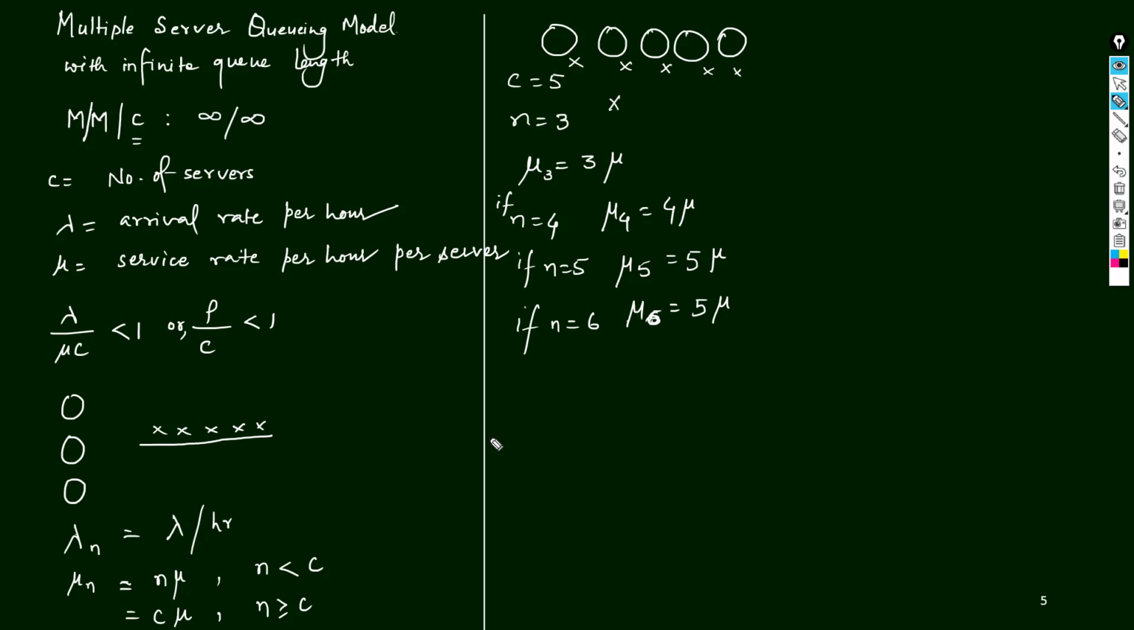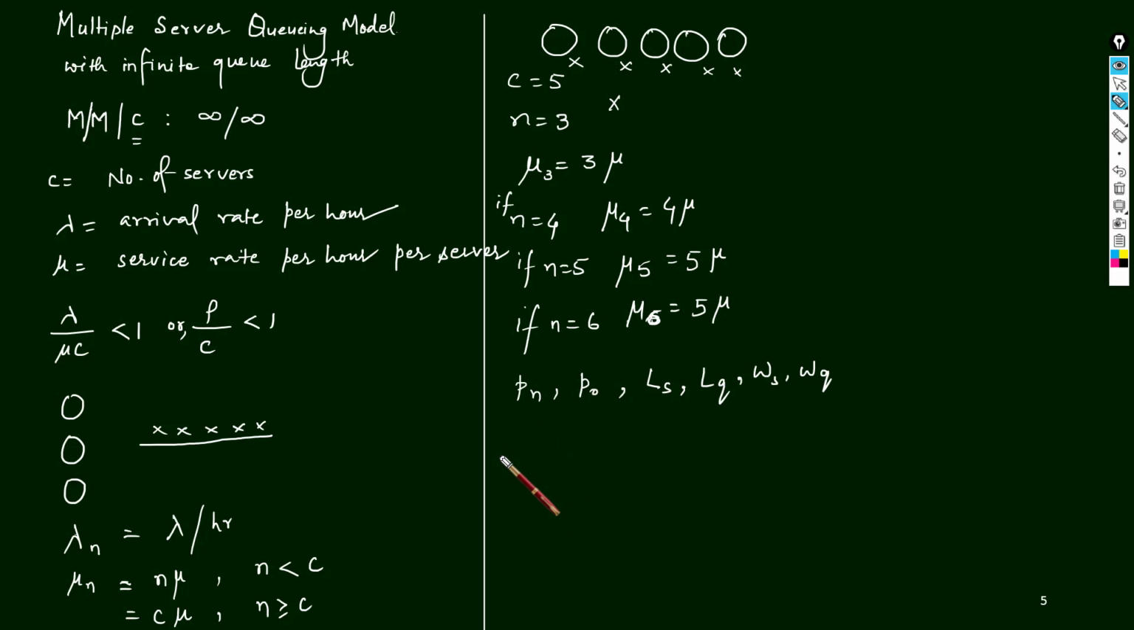Okay, so now we have seen what expressions we require. We require Pn, we require P0, we require the length of the system Ls, we require LQ, we require Ws and WQ. So these are the terms we need to calculate. So let us start with Pn.